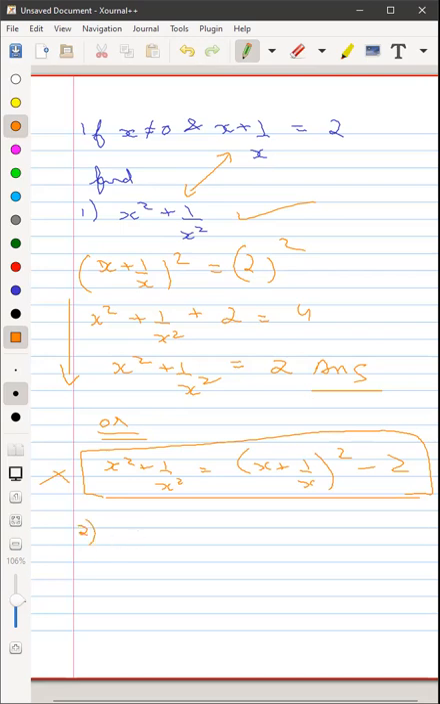Secondly, find x4 plus 1 upon x4. Quickly. 2 minutes for this. Same information has been given to you. Now we need to find out x4 plus 1 upon x4. In these sums, whatever we have just found out is used to find out the next one. So we have found out x squared plus 1 upon x squared. 90% of the time, this information will be used to find out the next part.